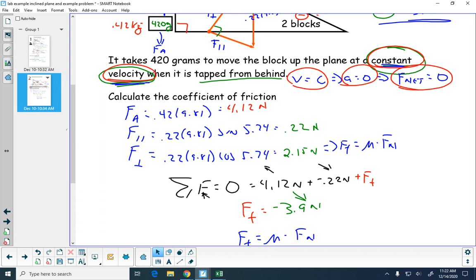If we take a look at the review sheet, take a look at problem three. A block of wood is pushed horizontally at a constant velocity by a 20 newton force. Calculate the coefficient of sliding friction.